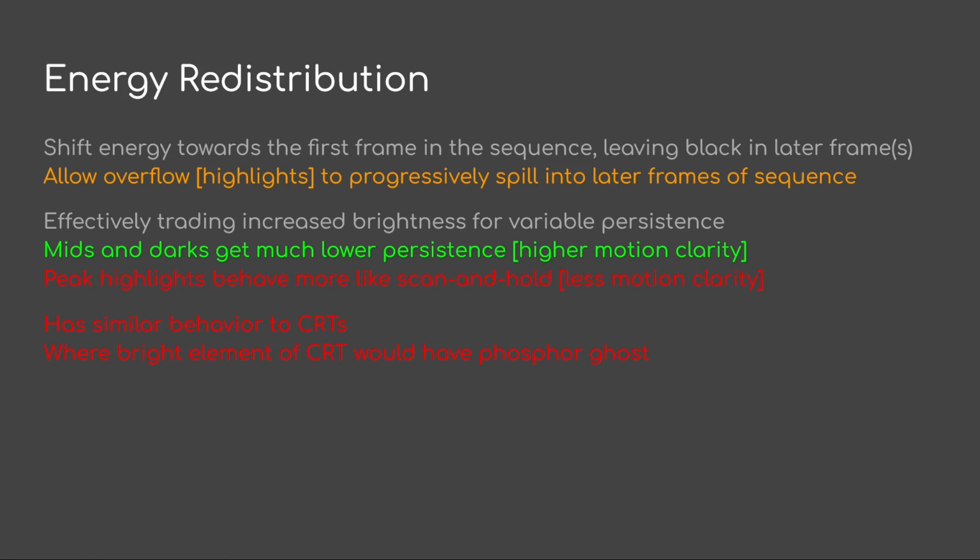Temporal energy redistribution. Basically what we're doing is we're shifting energy towards the first frame of the sequence, leaving black in later frames. We're allowing the overflow in the highlights to progressively spill into the later frames of the sequence. We're effectively trading increased brightness for variable persistence. Mids and darks get much lower persistence and higher motion clarity, where peak highlights behave more like scan and hold and less motion clarity. This has similar behavior to CRTs, where the bright element of CRTs would have a phosphor ghost, i.e. less motion clarity.